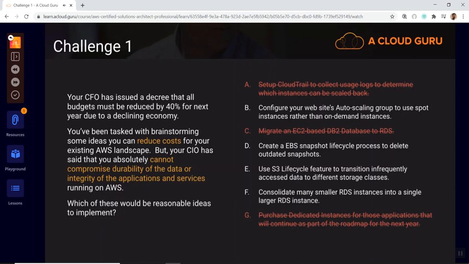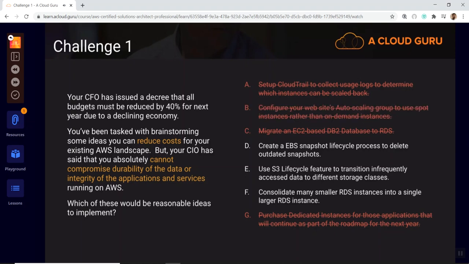We'll go back up to B. We can configure our website's auto scaling group to use spot instances rather than on-demand instances. Well, this one sounds troublesome to me because if we just use spot instances in our auto scaling group, then it's likely that maybe the price of spot instances rises high enough to not allow us to scale. And so that could cause a problem for our durability or integrity. So a better option might be that we can use a certain number of reserved instances and then scale with spot. So I can eliminate this option.